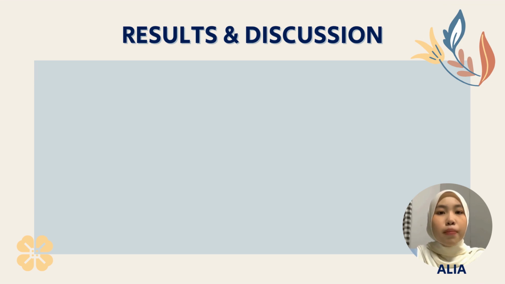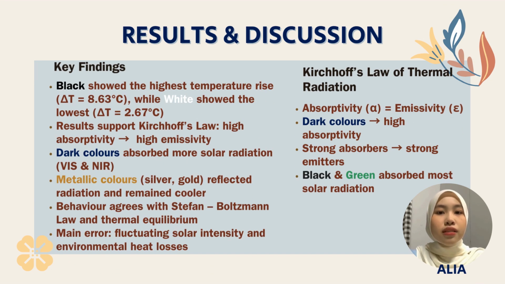Based on the results, black showed the highest temperature rise at 8.60 degrees Celsius, while white recorded the lowest temperature increase at 2.67 degrees Celsius. This clearly shows that darker surfaces absorb more solar radiation compared to lighter surfaces. These findings support Kirchhoff's law of thermal radiation, where surfaces with high absorptivity also have high emissivity.